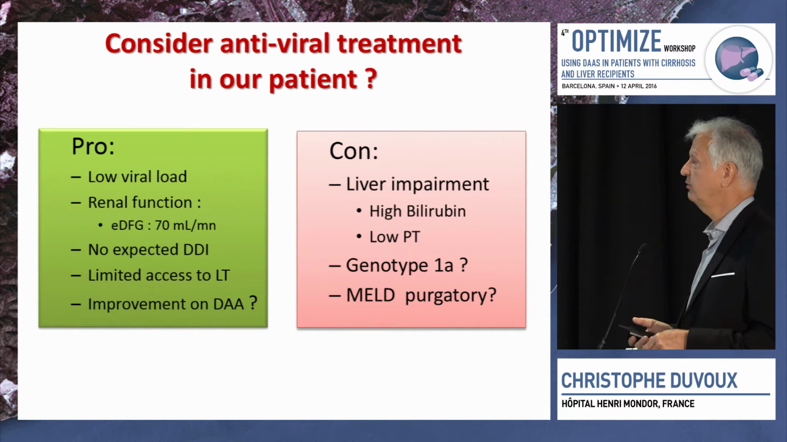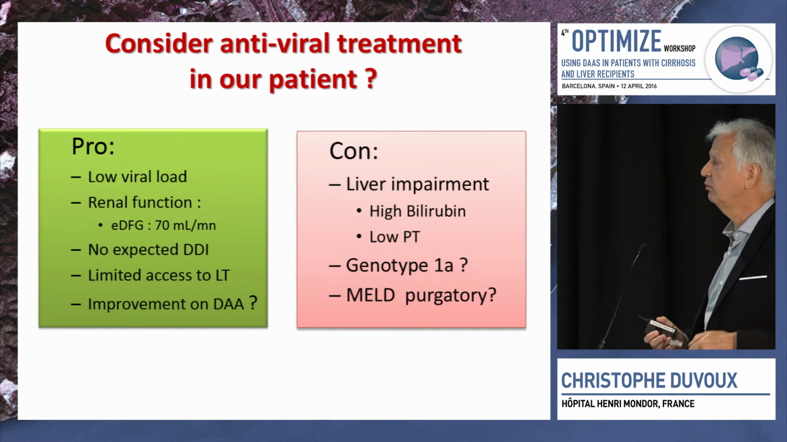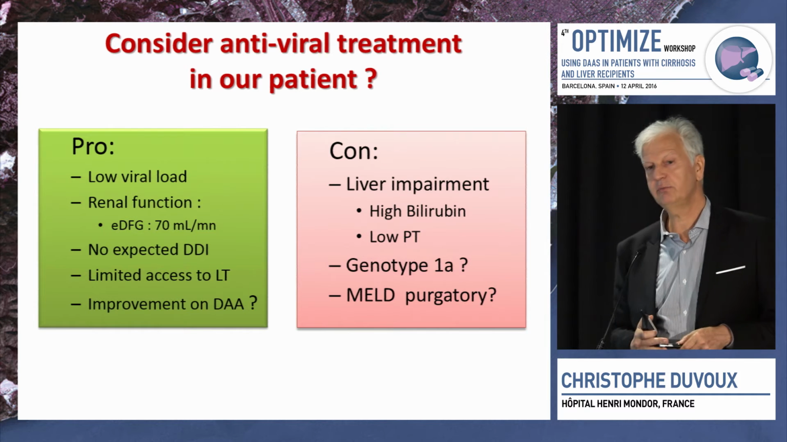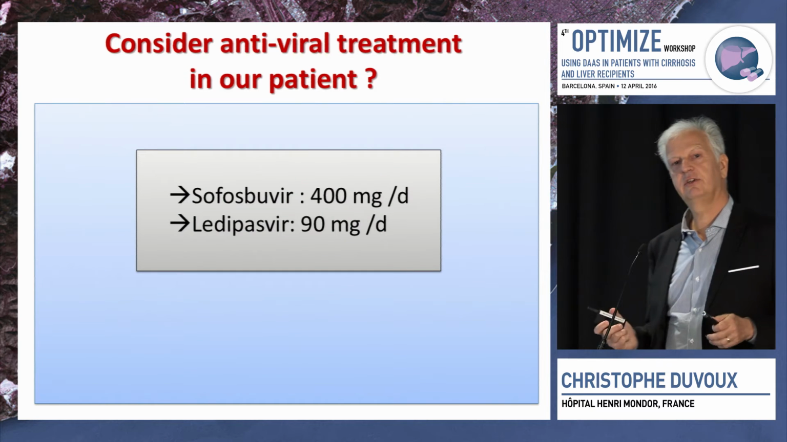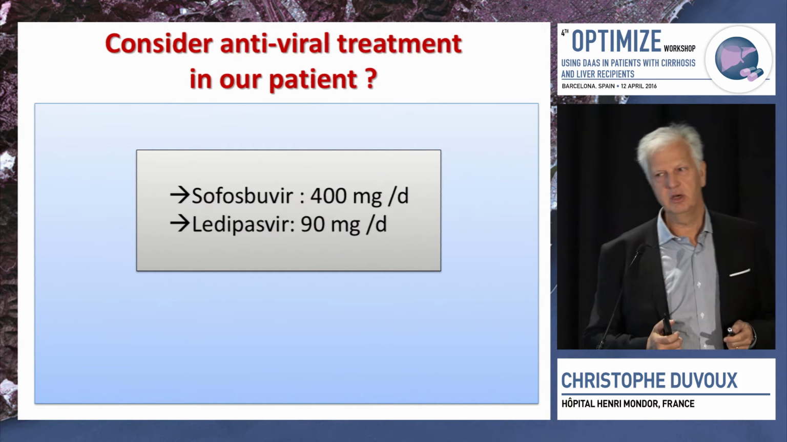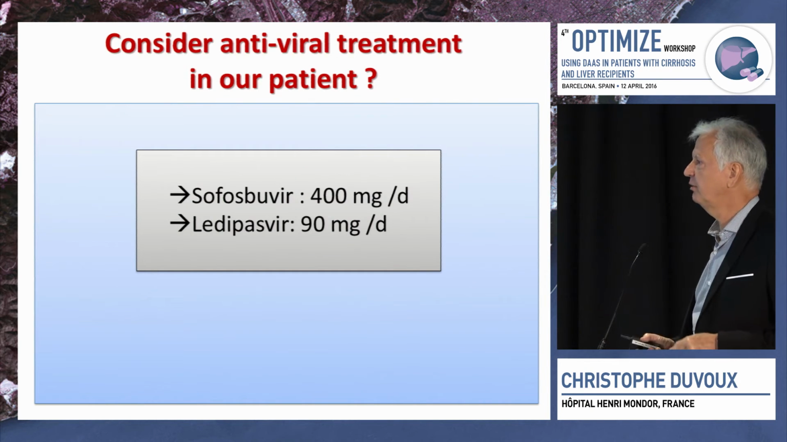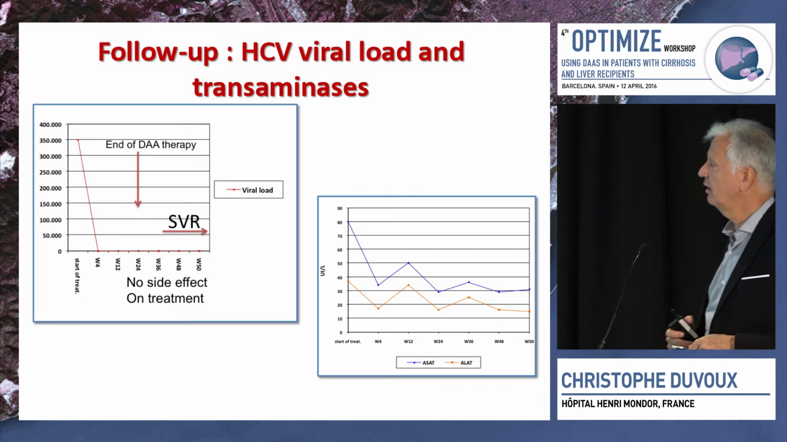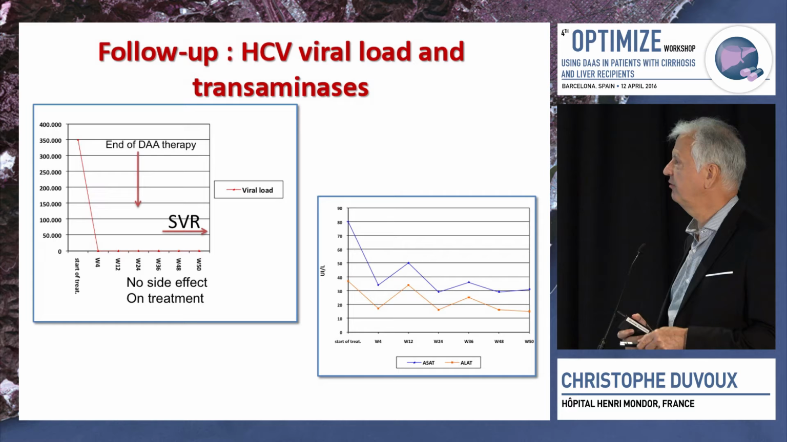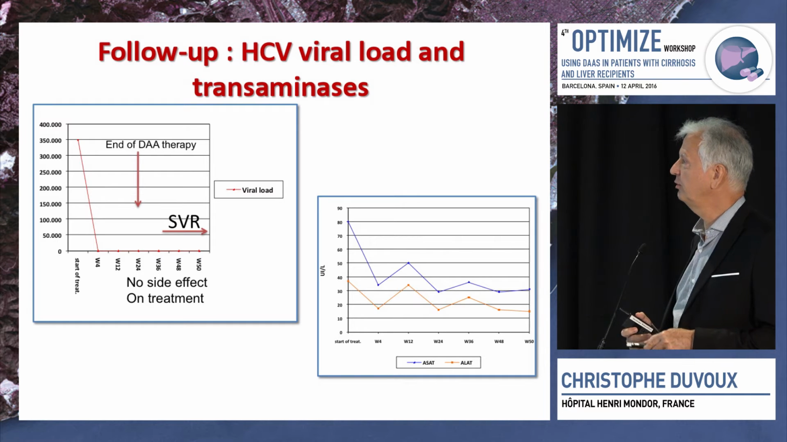And also, we have to anticipate the MELD purgatory: what will happen if we improve this patient, but not enough to really get him delisted. So at the end, after this brainstorming discussion, we decided to start with sofosbuvir plus ledipasvir. And I show you now the follow-up. We achieved a very rapid early virological response, which was maintained in the long term with SVR.